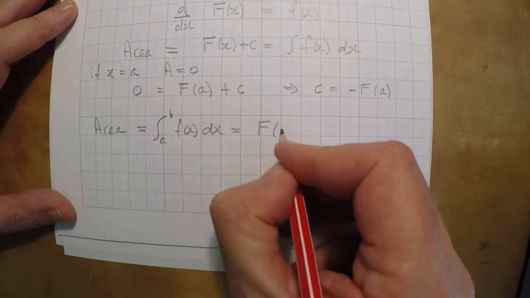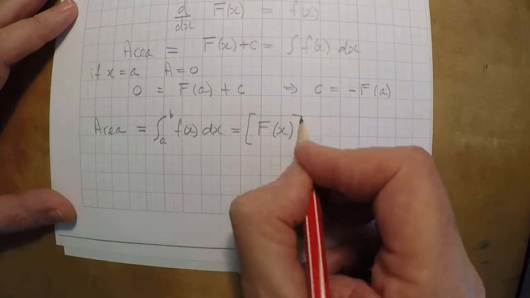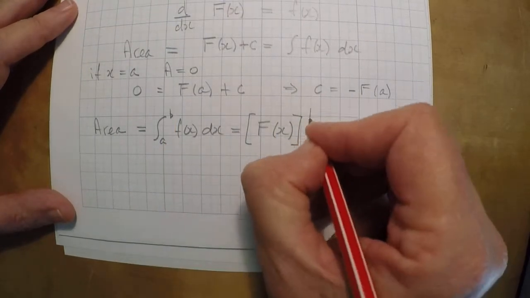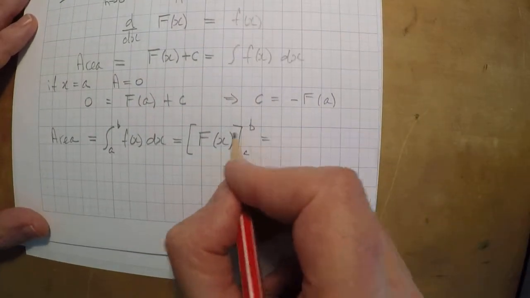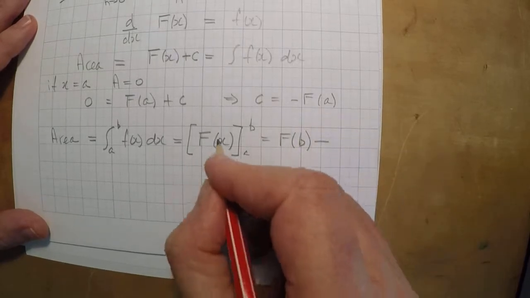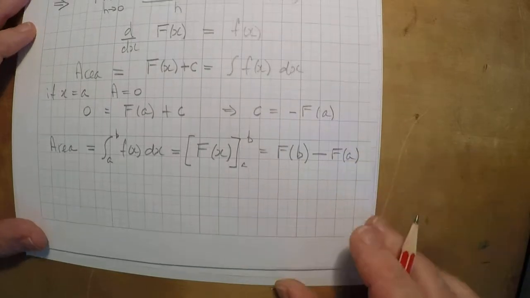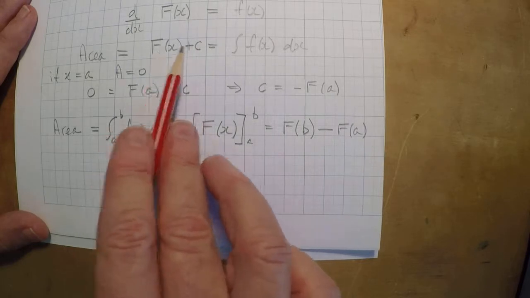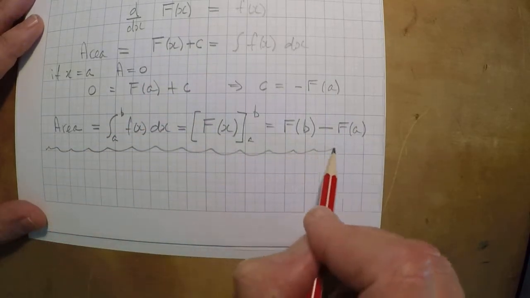This gives us some primitive function, or antiderivative. Typically we write this in brackets and we copy our limits of integration a and b, and then we substitute the first one, f of b, subtract the second one, f of a, where really this minus f of a is the constant of integration from here. This is the fundamental theorem of calculus.